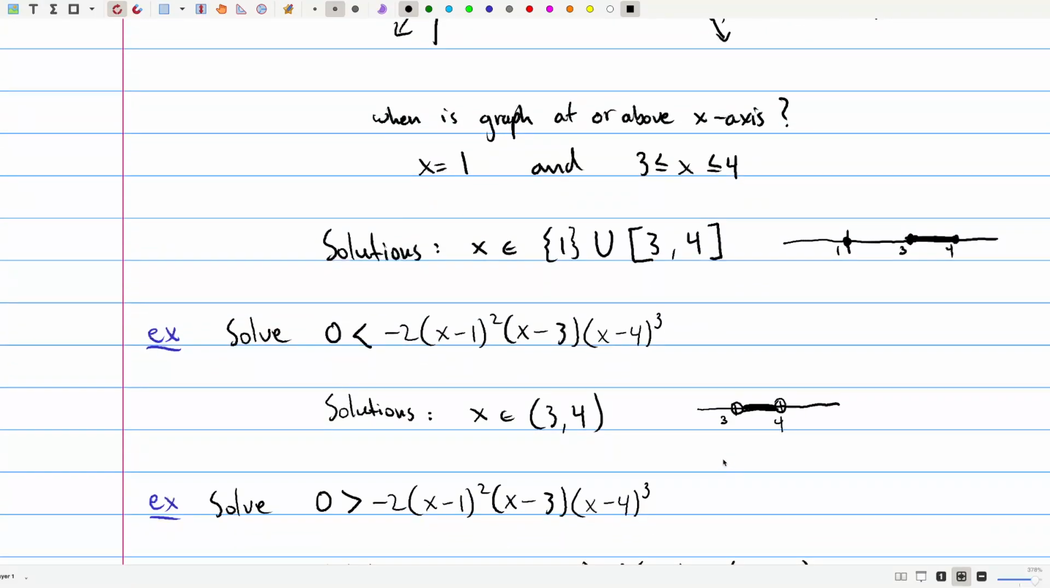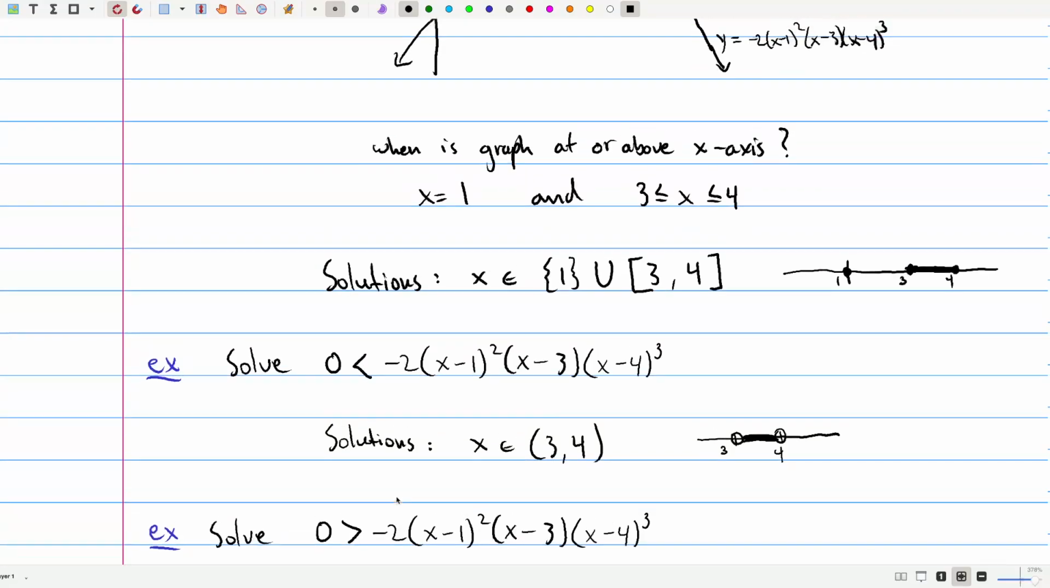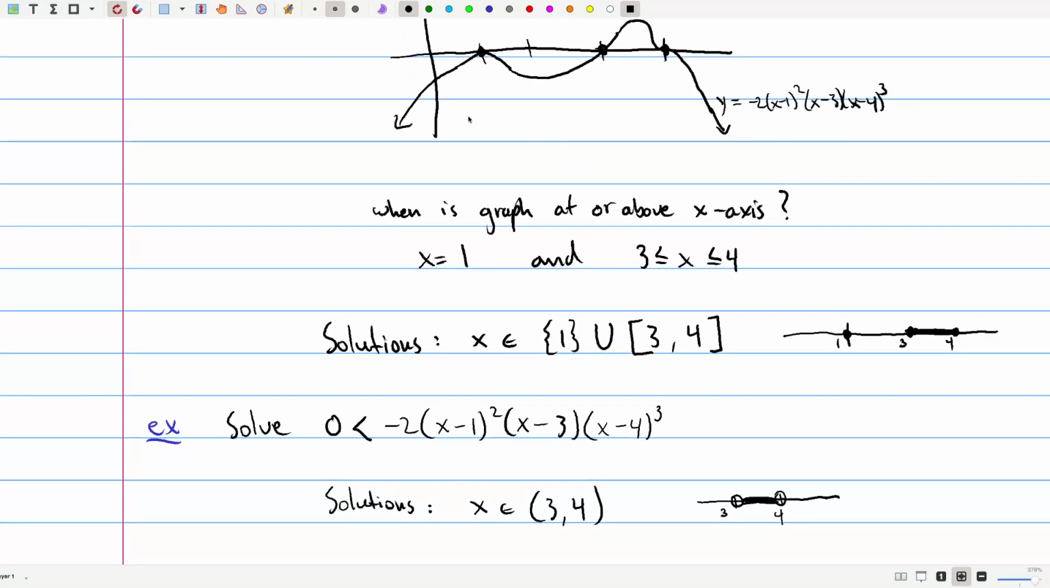One more variation on this problem. What about when it's strictly less than 0? So when is the graph of this function strictly below the x-axis? So if we look at this, for negative x, it's definitely below the x-axis. And then we get up to 1, but not including 1. That's all below the x-axis.